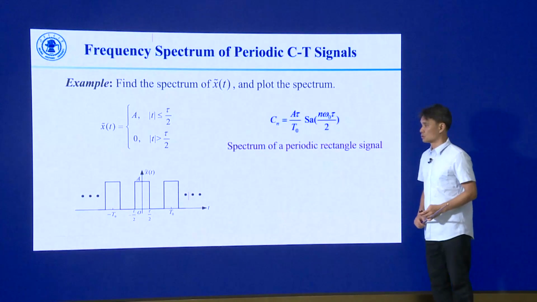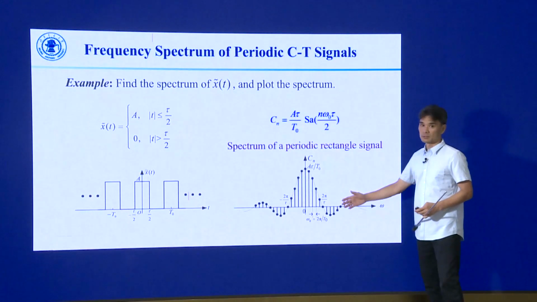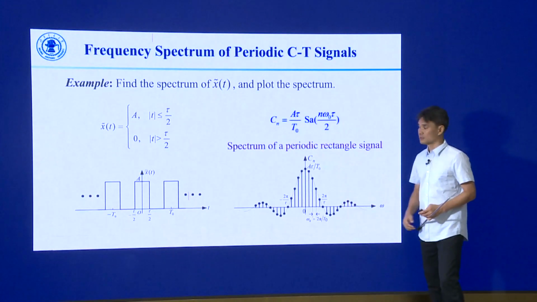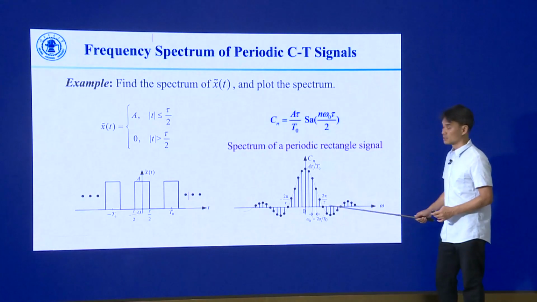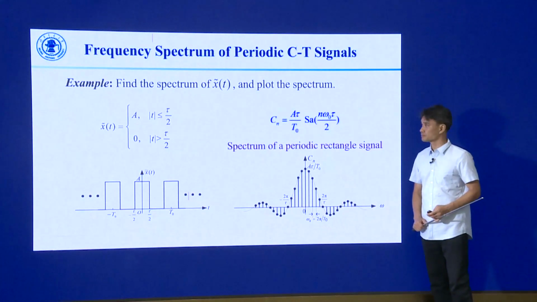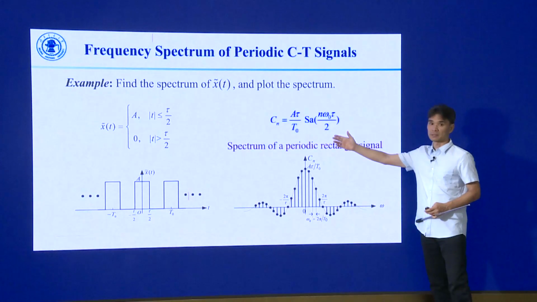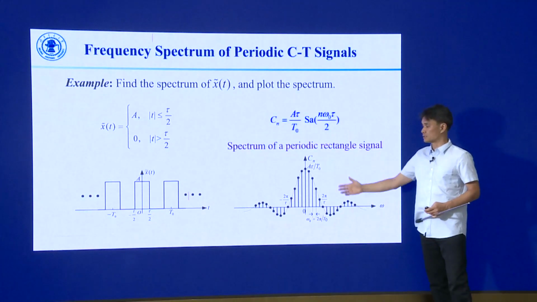And we may show its waveform in the frequency domain. Pay attention to the waveform in the frequency domain. It's discrete spectral lines in there. And here is the mathematical expression of this plot.